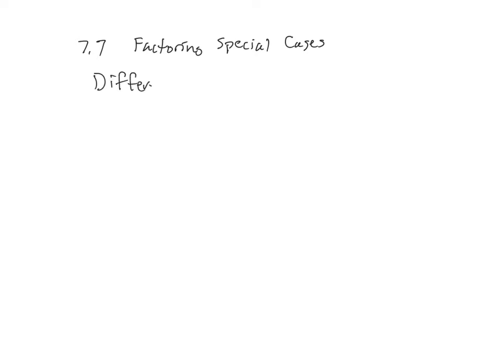is difference of squares, because it's going to have two terms to begin with. So it should stick out that, hey, this one's different. All the other kinds have three. That's kind of a big deal. If it's a difference of squares, it has to have two terms. It has to be subtraction.